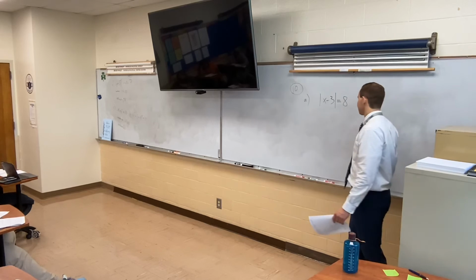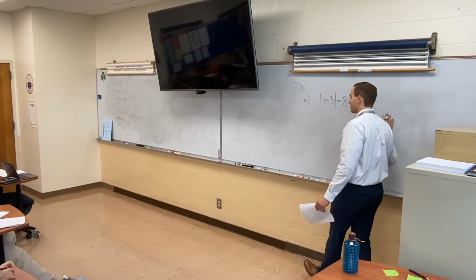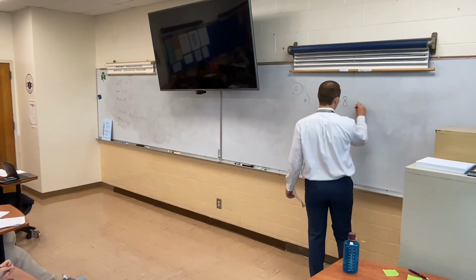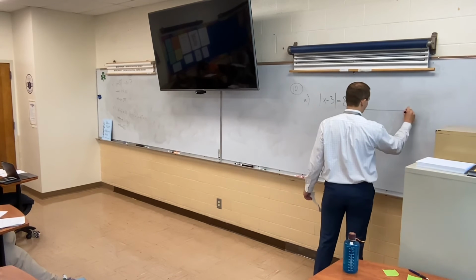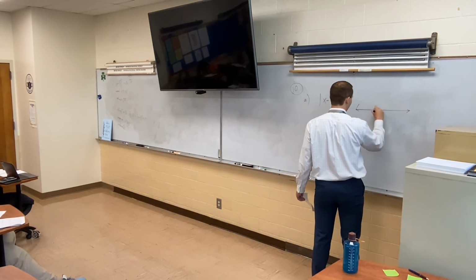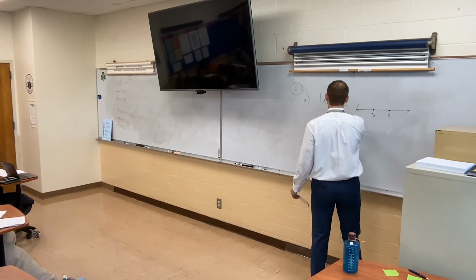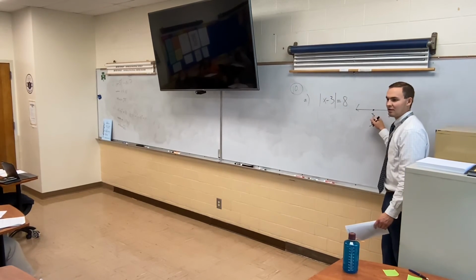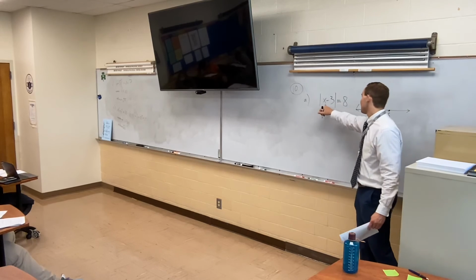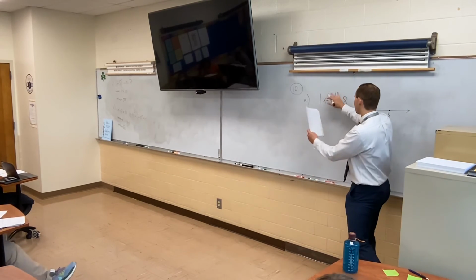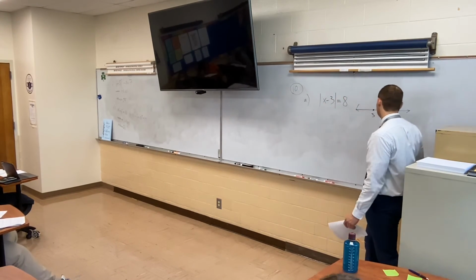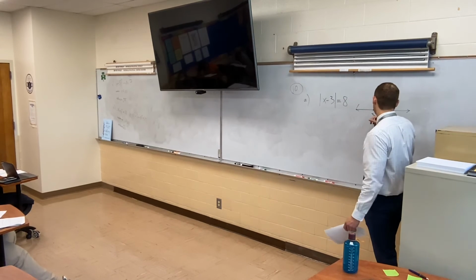I'm trying to think of a good example for this. If I had a number line, and x were equal to 5, what's the difference between 5 and 3? You know it's 2, right? And that would work if you just plug in 5, you don't need absolute value bars.